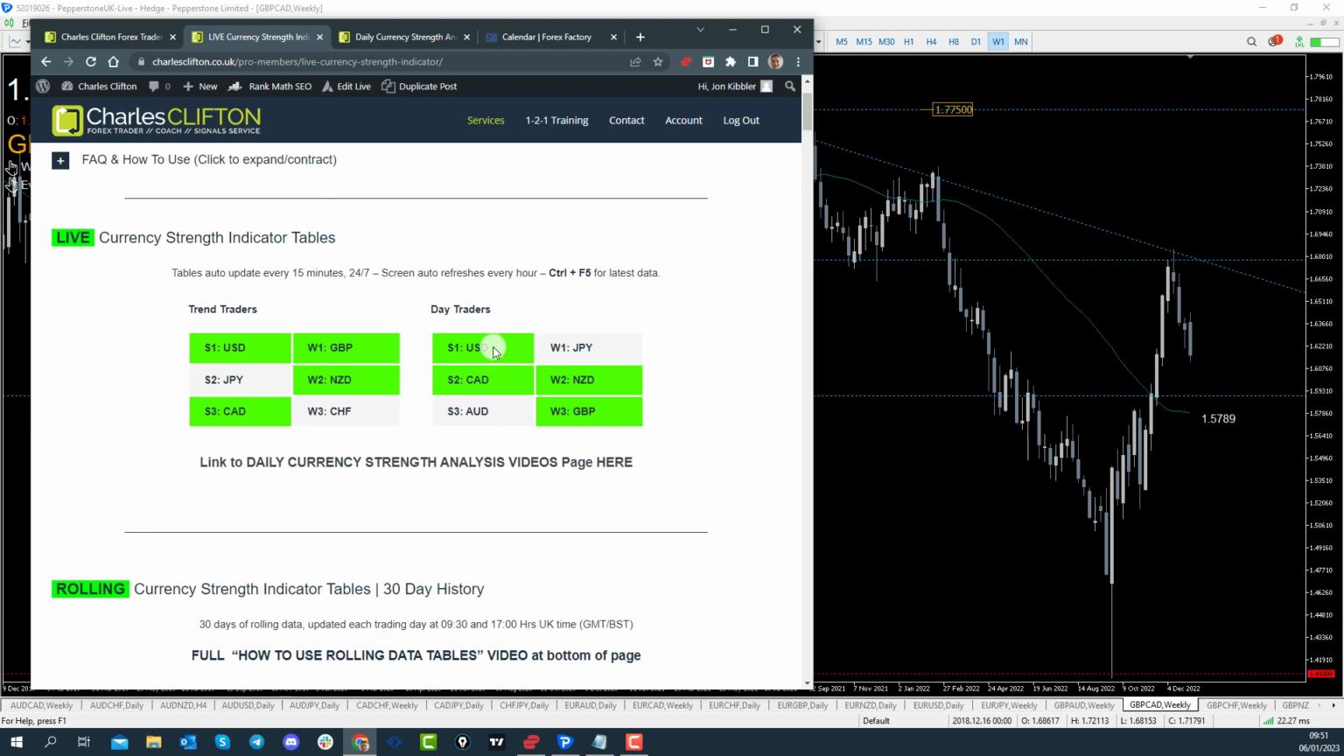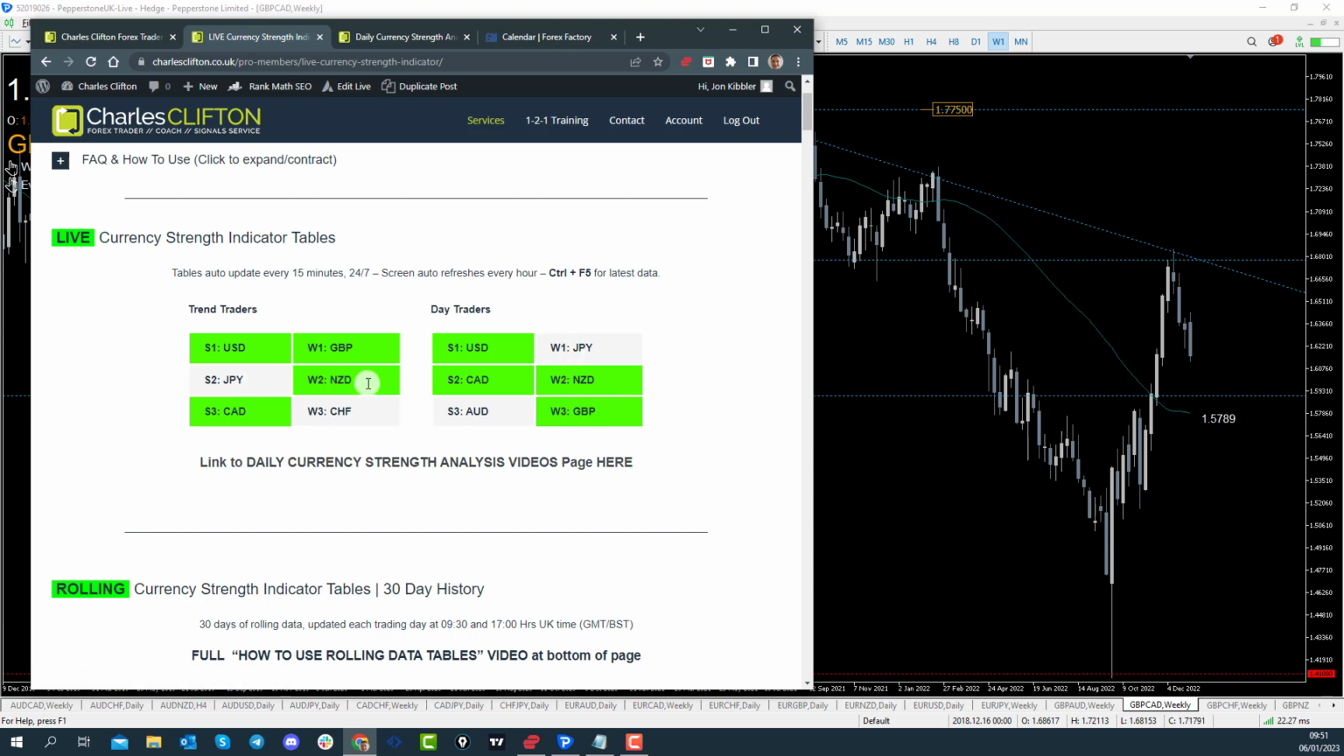On the day traders side of things, we have the dollar topping the charts again. This is followed by the Canadian dollar at S2, followed by the Australian dollar at S3. On the weak side of things, however, we have the Japanese yen topping the table at W1, followed by the New Zealand dollar at W2, followed by the pound at W3.